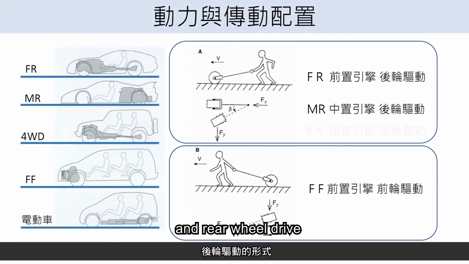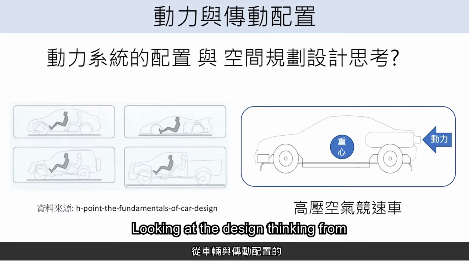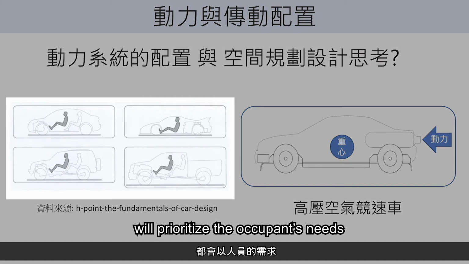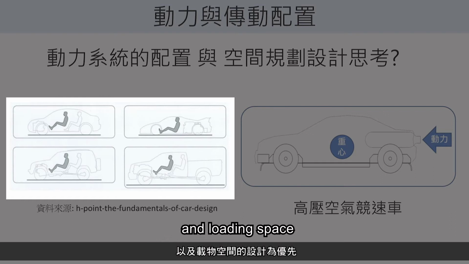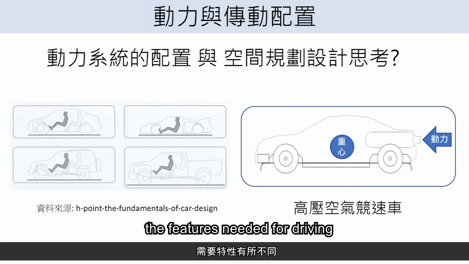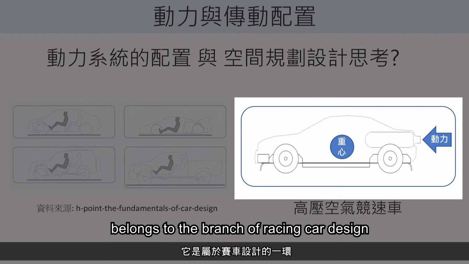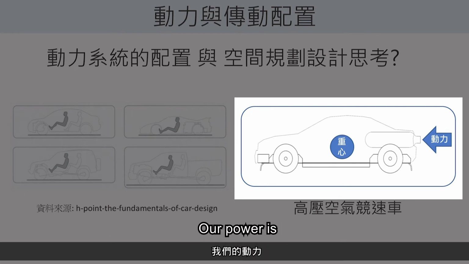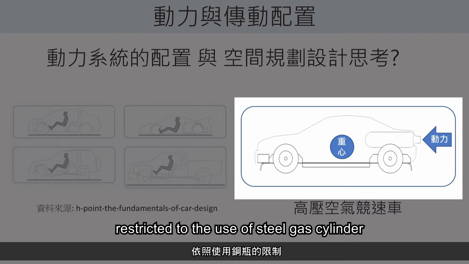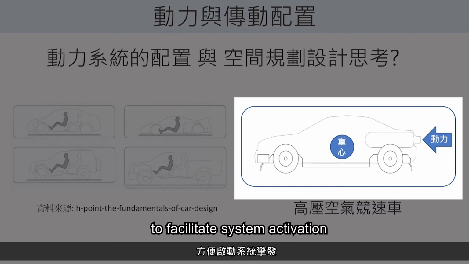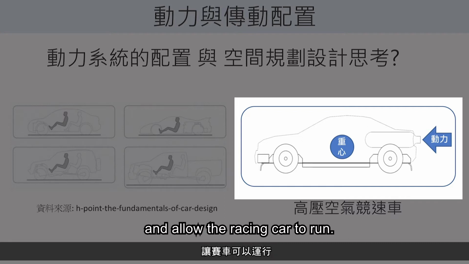rear wheel drive. Looking at the design thinking from the vehicle and transmission configuration, we know that the vehicle design will prioritize the occupant's needs and loading space. Power configuration will vary depending on the features needed for driving. For example, the compressed air racing car belongs to the branch of racing car design. Our power is restricted to the use of steel gas cylinder and must be placed at the back of the vehicle to facilitate system activation and allow the racing car to run.